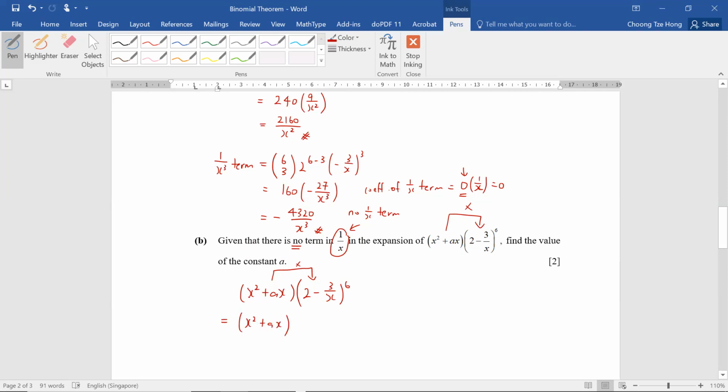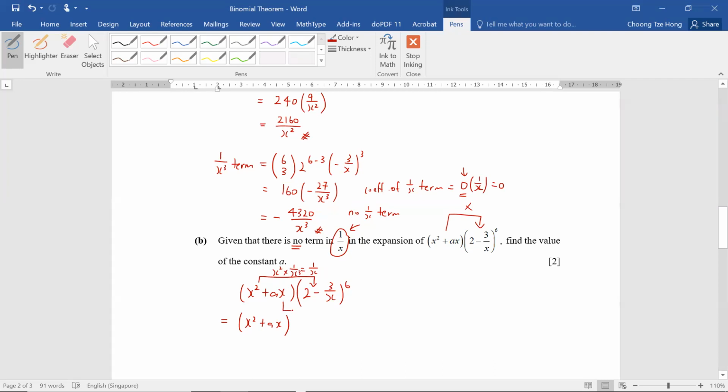Now my question to you is this. Let's think about this. This is something that is actually coming out more and more frequently, so you need to know how to answer this kind of question. x squared times what term will give me the 1 over x term? After thinking for a while, I hope that you are able to come up with this: x squared times the 1 over x cubed term will give you the 1 over x term.